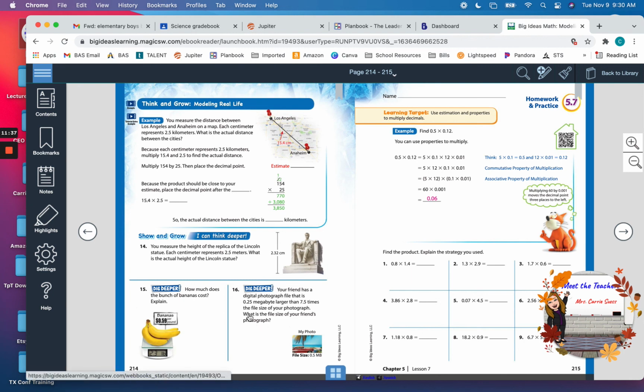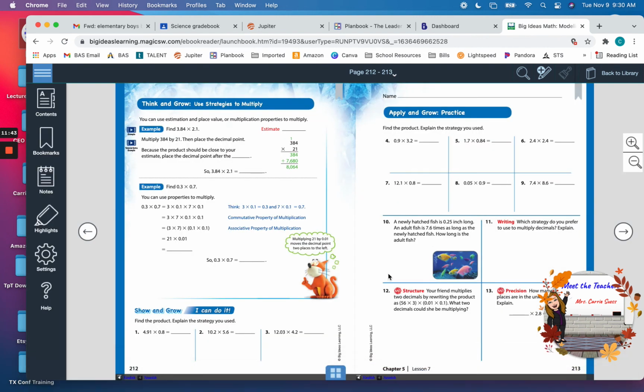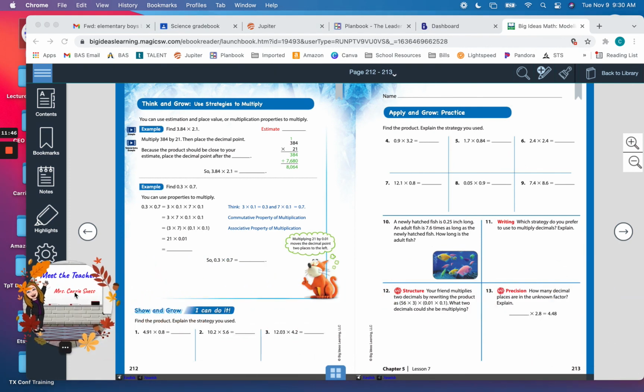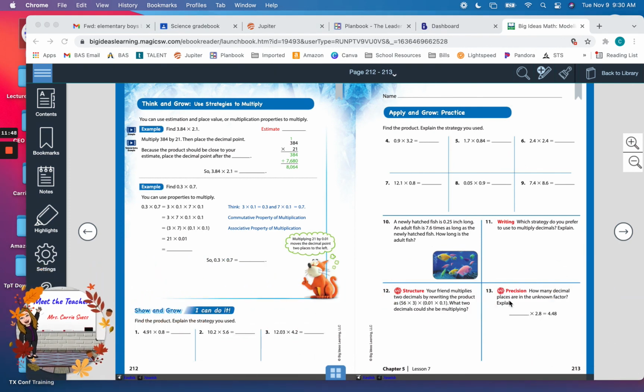Daniel, do you have a question? I have a question on the page before. Okay. Page 213. Which one? Number 13. How many decimal places are in the unknown factor? So how do I figure that out? This is a great question, 5th grade. Pay attention. How many decimal place values are in the last answer? 2. So right here I have 1. So how many do you think are in this one in order for this to be 2? Does that make sense? Yeah. So I would say 1 decimal as my answer. Good question. Any other questions?